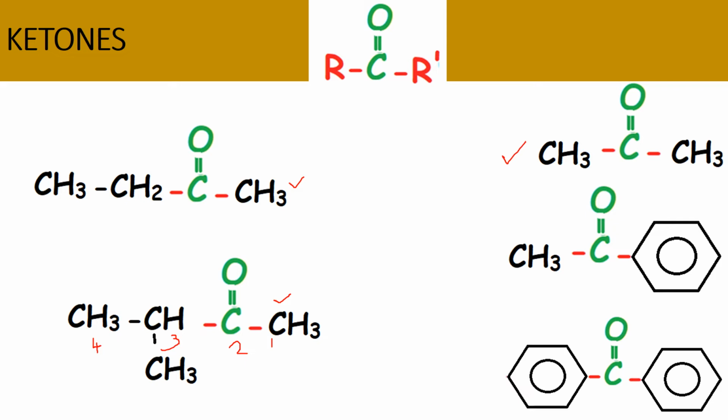What about this compound? It is CH3COC6H5. We can say that 1-phenyl ethanone. Otherwise we can say that acetophenone. It is diphenyl methanone or benzophenone.